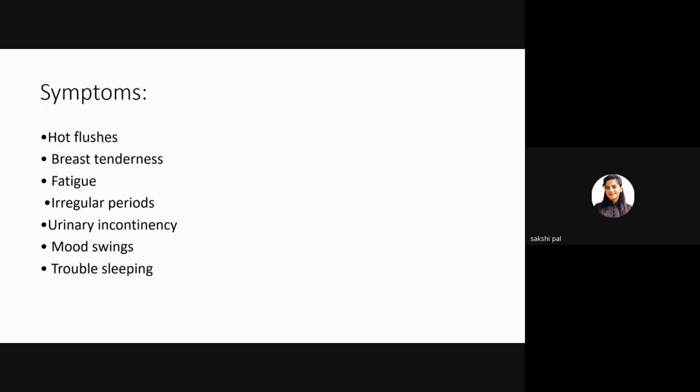Then, what are the symptoms? Hot flushes. Then you'll have fatigue, breast tenderness, also pain in the chest region. Okay, sometimes these symptoms could also be seen. Irregular periods, incontinence in the urine. Sometimes it could also happen in urine. Incontinence, okay, urine leakage also happens to females. At that time they are not able to control their urine. Mood swings, trouble sleeping, etc.